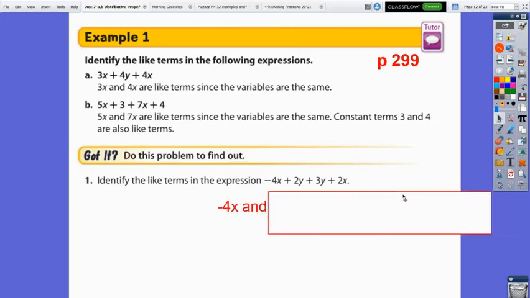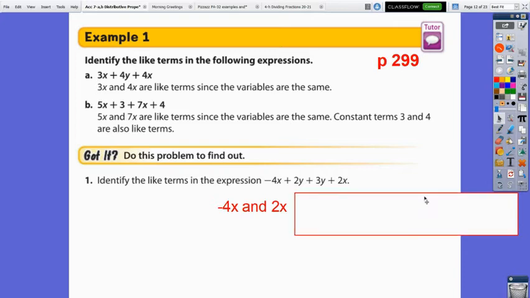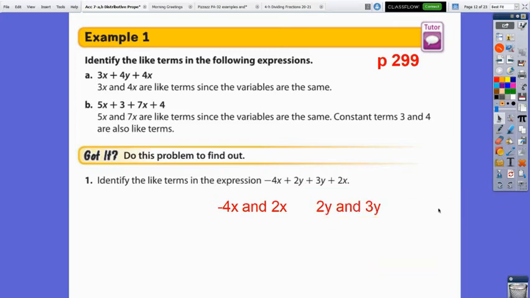Negative 4x and 2x are like terms, and so are 2y and 3y. So this is not very difficult. And you'll have an IXL topic to do this kind of work, which should take you all of about 5 minutes.